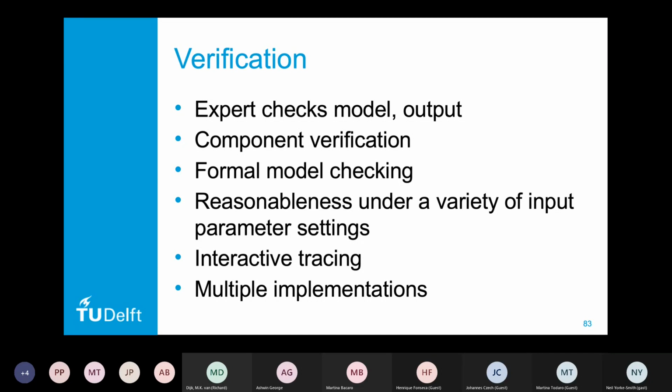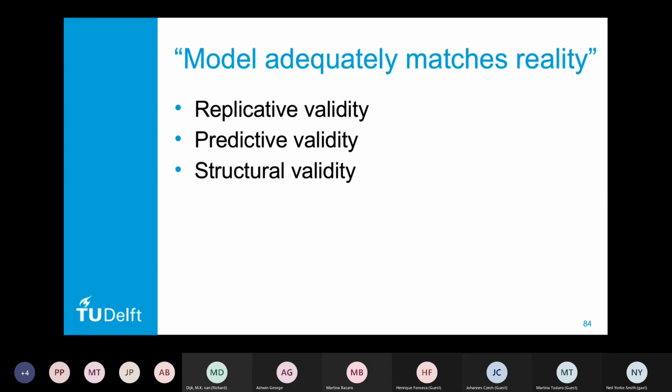Verification is maybe a bit easier than validation. My definition of validation, you remember, was my model adequately matches reality. But what does adequate mean? Some thoughts on that. Does it replicate in a valid way? That was just mentioned. Does it predict? Does it have validity for predictive purpose? And does it have validity in a structural way? In other words, in validation, is it fit for purpose? That's how I think about it. Does it match reality in a way that's fit for the purpose of the model?